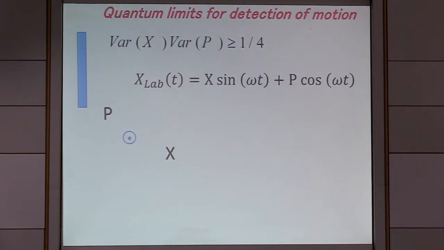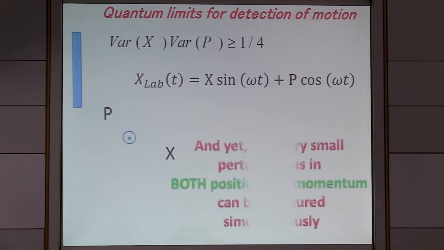For an oscillator, this essentially means that if I measure my oscillator in the laboratory frame, for example, at time t equals zero, I measure the x component, and I put the back action into p. I keep measuring. After a quarter of a period, I'm now measuring p and putting the back action into x. And the more I measure, the more I disturb my system. So this is referred to as the quantum back action of the measurement. And it can certainly be cast in the same fashion for the spin as for the mechanical motion.